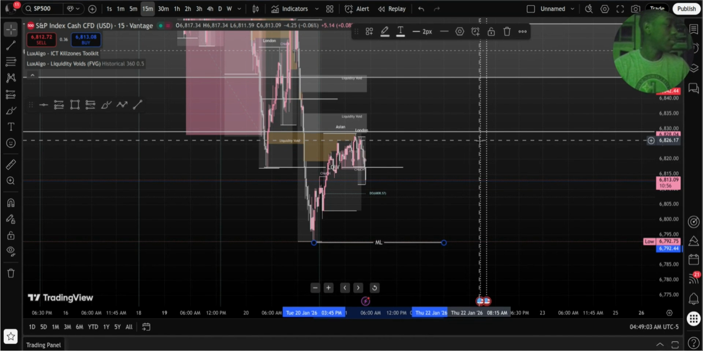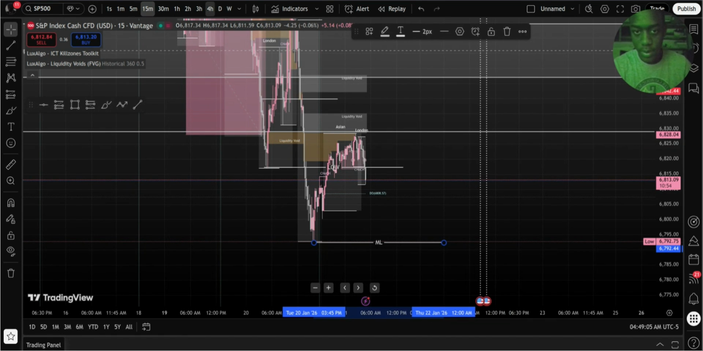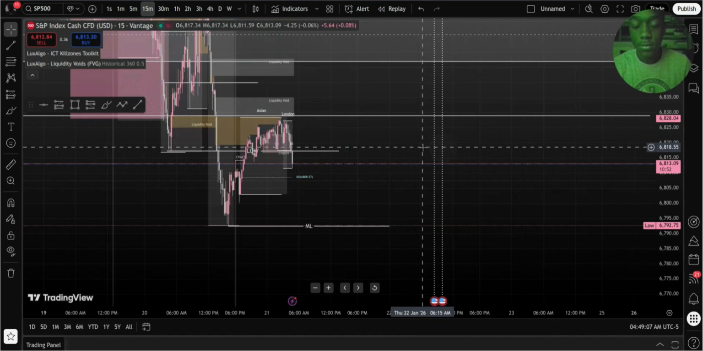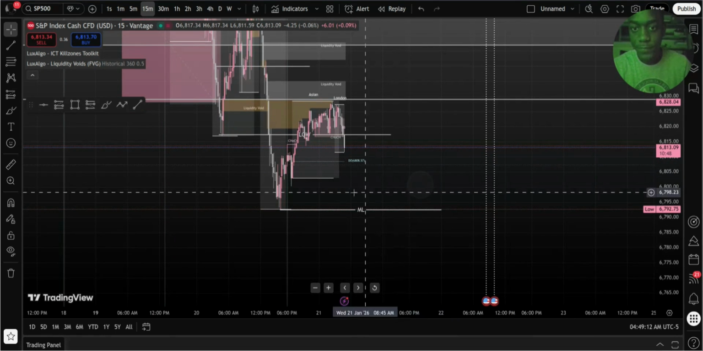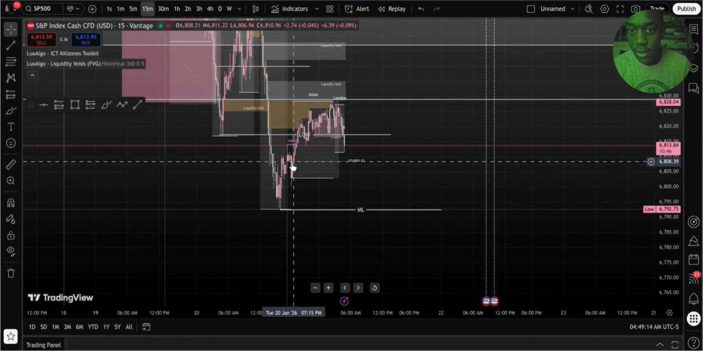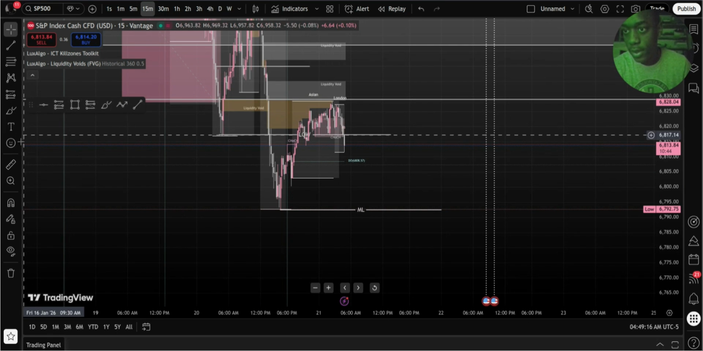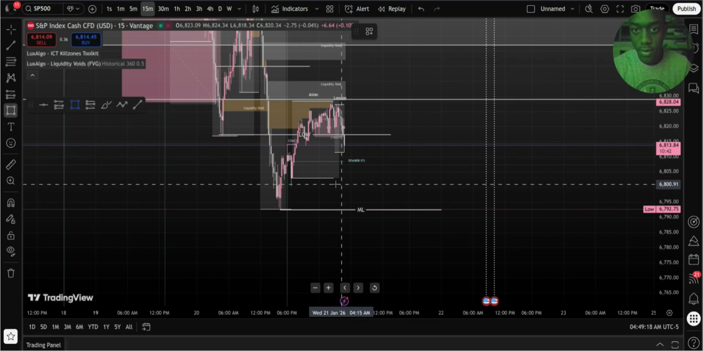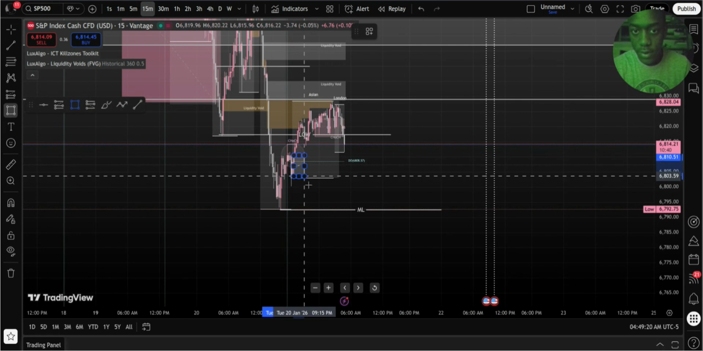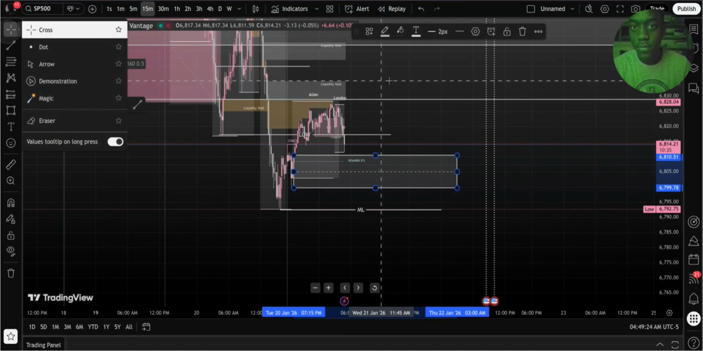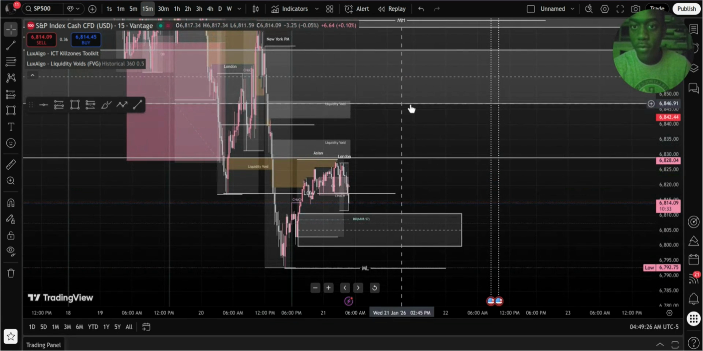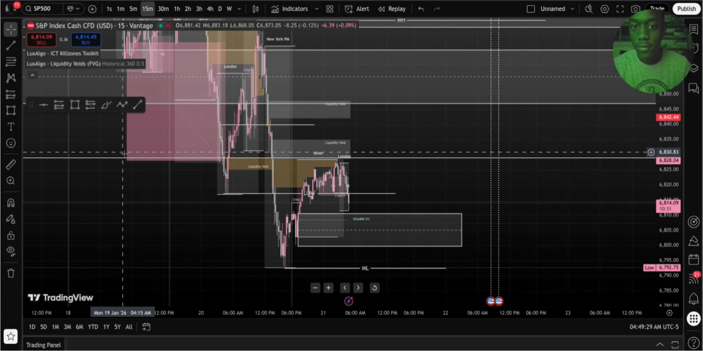Hold on. But based on the current structure, here's what I'm thinking. Well, here's not what I'm thinking, here's what I know. Be confident in your analysis. So, what do we have here? We have untapped potential within this fair value gap up here.